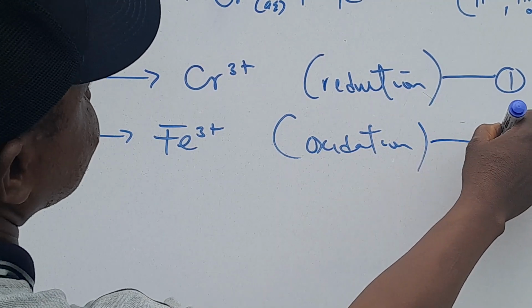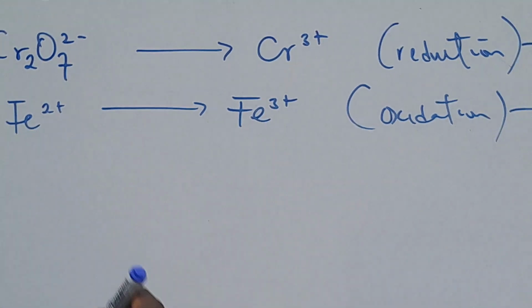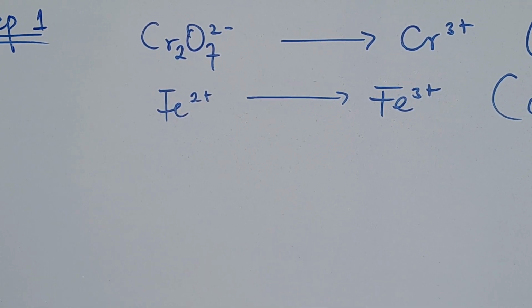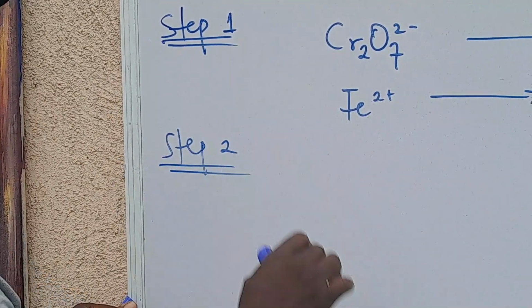Why do you know it's oxidation? Because there is an increase in what? Oxidation number. Are you getting it? Step number 1, we are done. Let's check step number 2. Step 2.